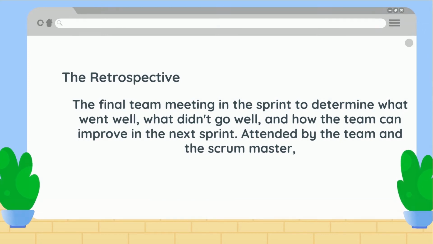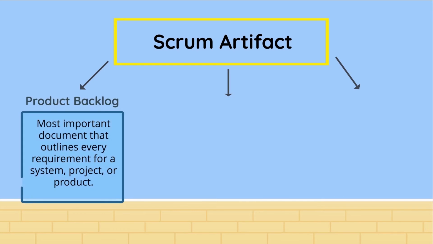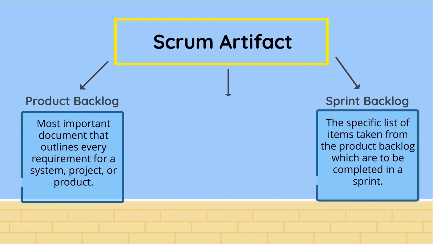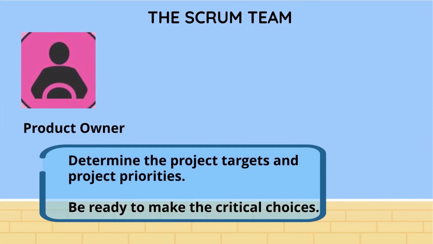Let's move to Scrum Artifact. There are 3 Scrum Artifacts, which are Product Backlog, Sprint Backlog, and Increment. Product Backlog is the most important document that outlines every requirement for the system, project, or product. Sprint Backlog is the specific list of items taken from the product backlog which are to be completed in a sprint. Meanwhile, Increment is the sum of all product backlog items that have been completed since the last software release. This is also referred to as the Potentially Shippable Increment, PSI.